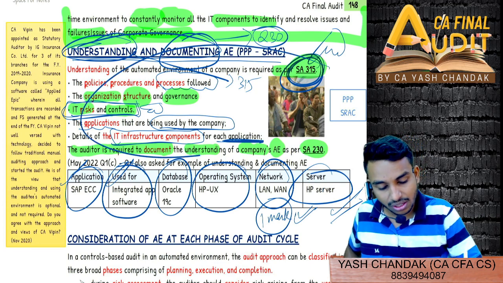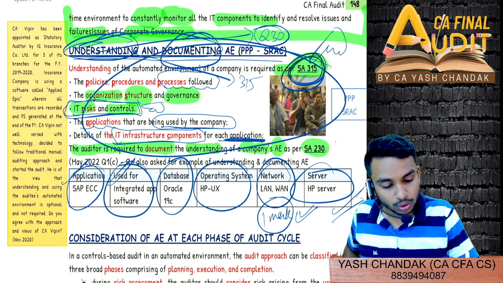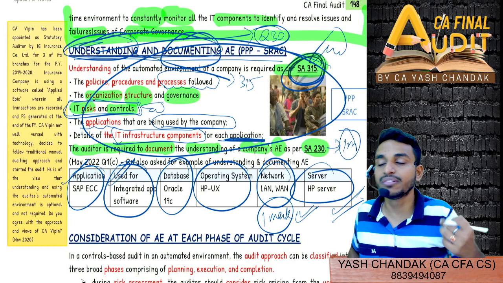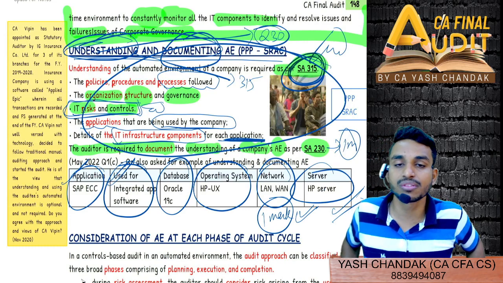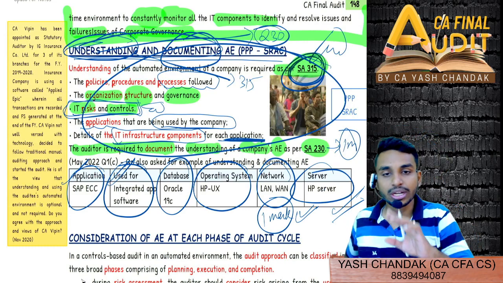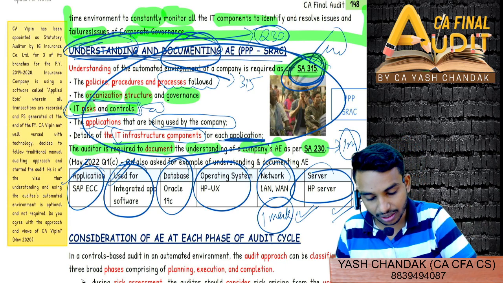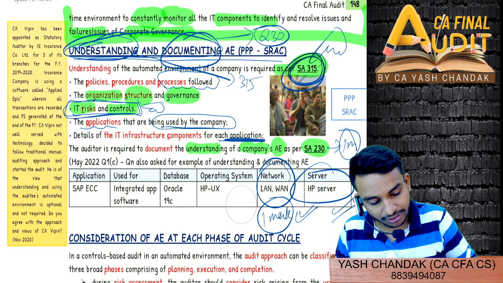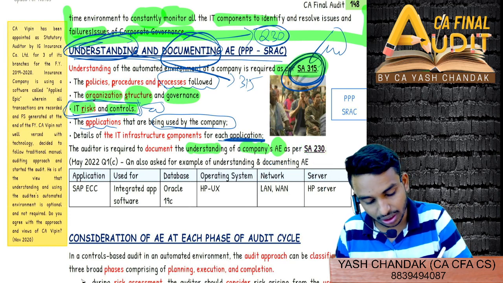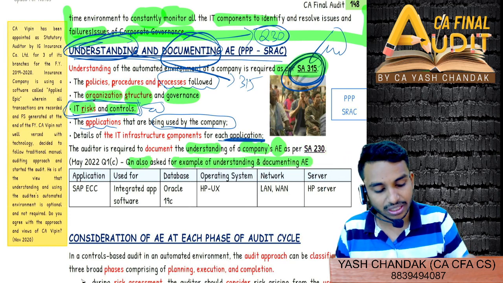They have asked this for 3 marks. Then 1 mark will be for the reference, to give the reference that documentation has to be done in accordance with, let's say, SA 230, and then accordingly after that 1 mark for the example will be there. So they have also asked in May 21-22, question 1C, a compulsory question. The question also asked for an example of understanding.